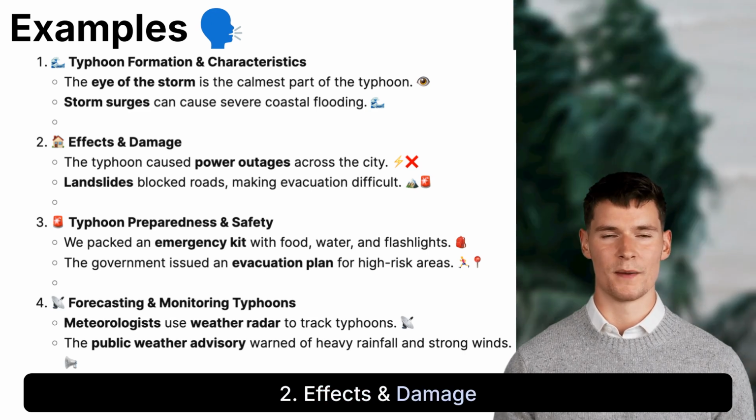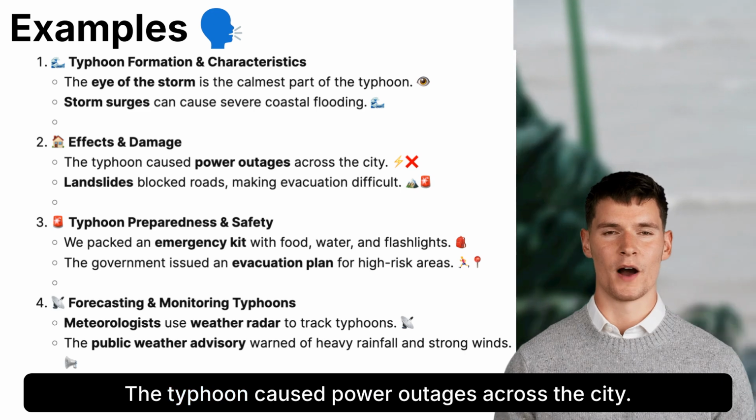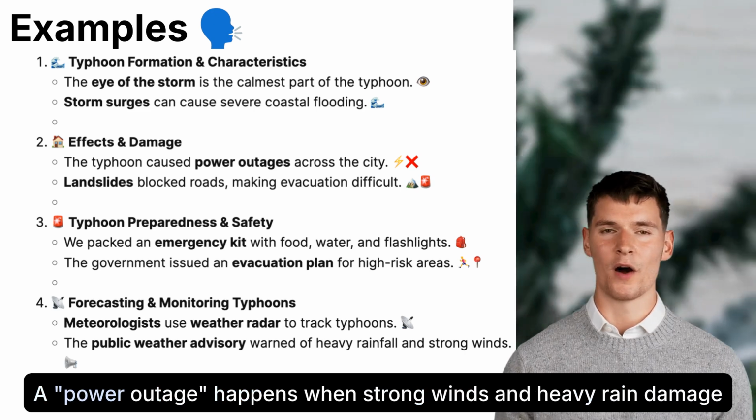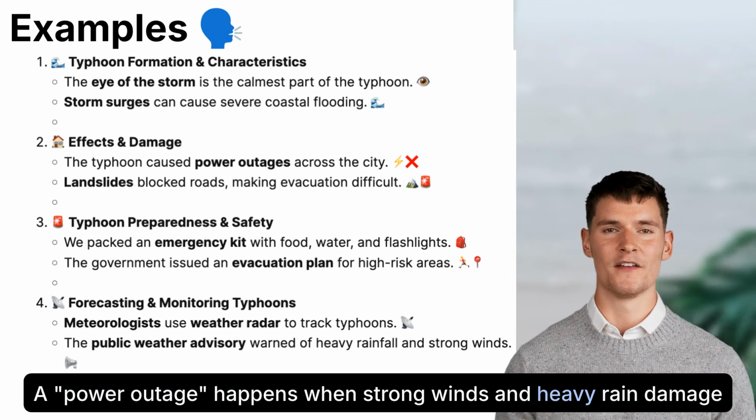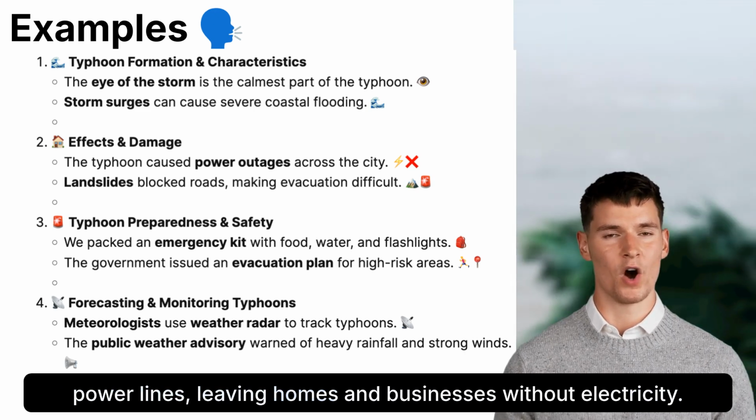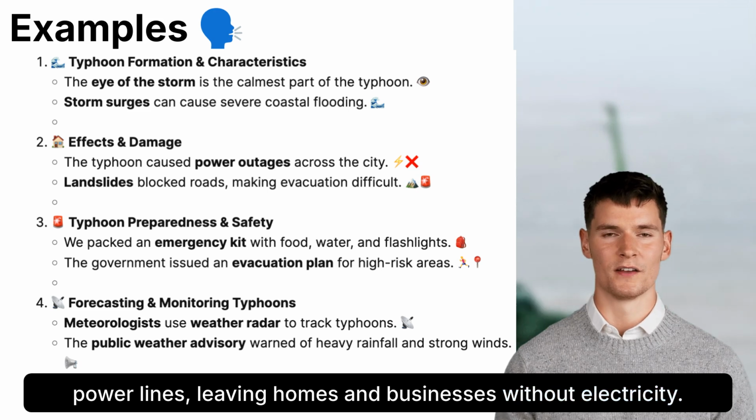2. Effects and damage. The typhoon caused power outages across the city. A power outage happens when strong winds and heavy rain damage power lines, leaving homes and businesses without electricity.